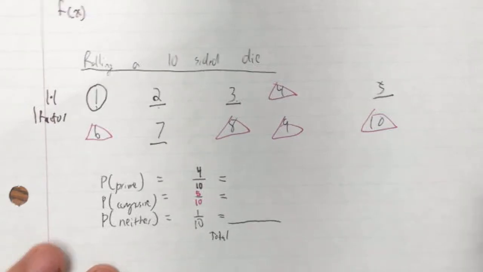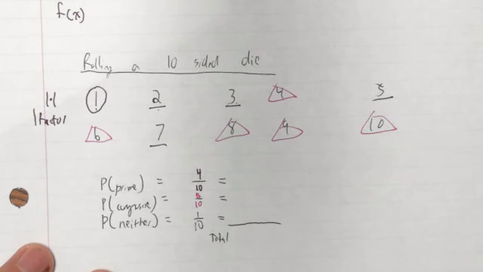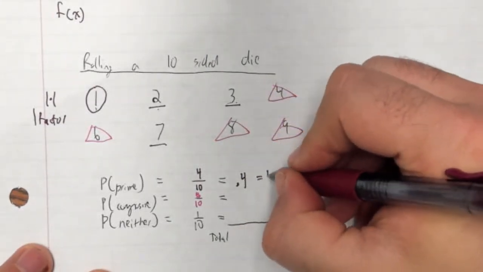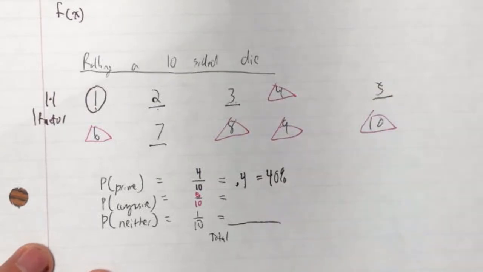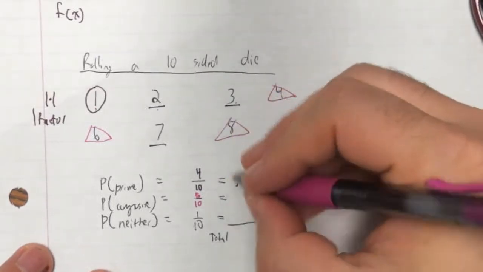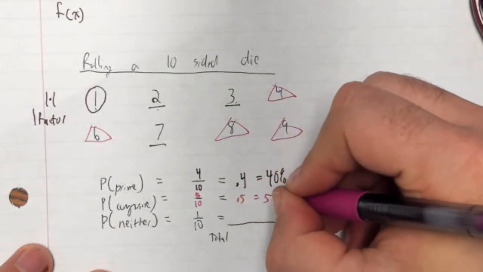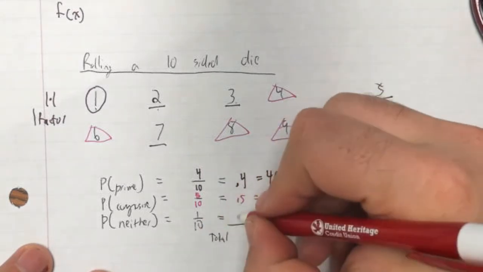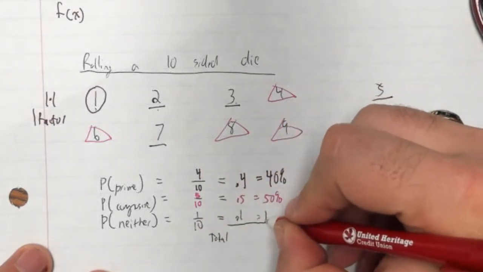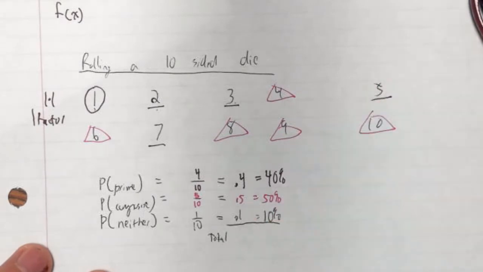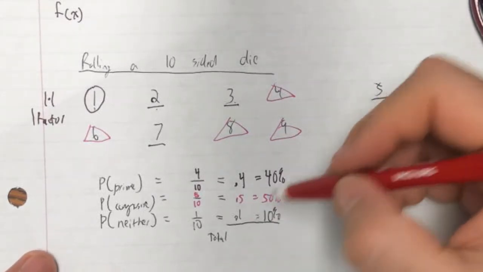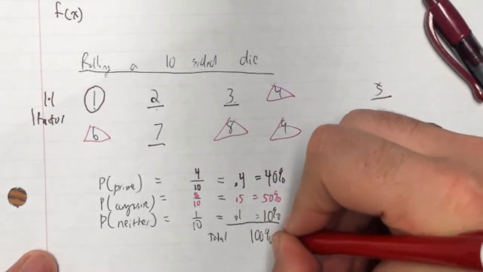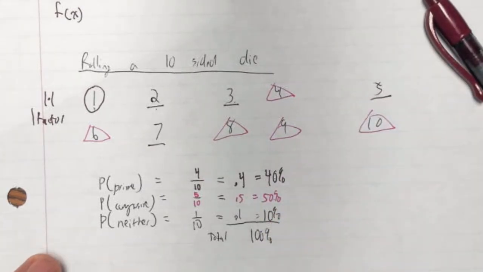Now let's convert those. I chose these because they're easy to simplify and do in your head. 4 divided by 10 is 0.4, which is 40%. 5 divided by 10 is 0.5, times 100 gives me 50%. And 1 divided by 10 is 0.1, which is 10%. And I want to look again at my total. 40 plus 50 is 90, plus 10 is 100%, so I got it all in there.